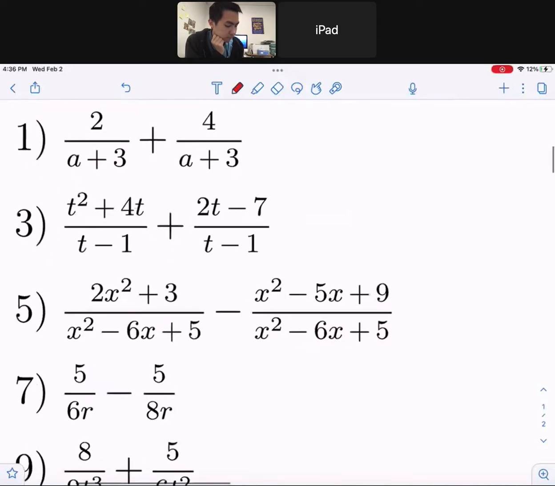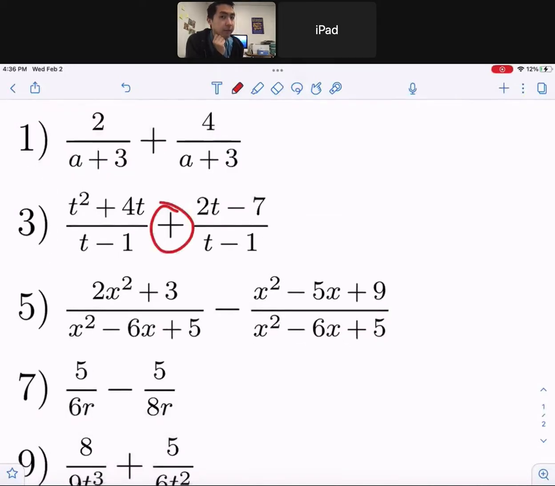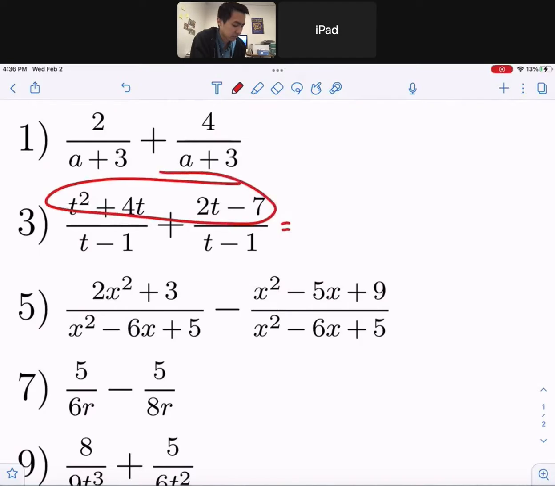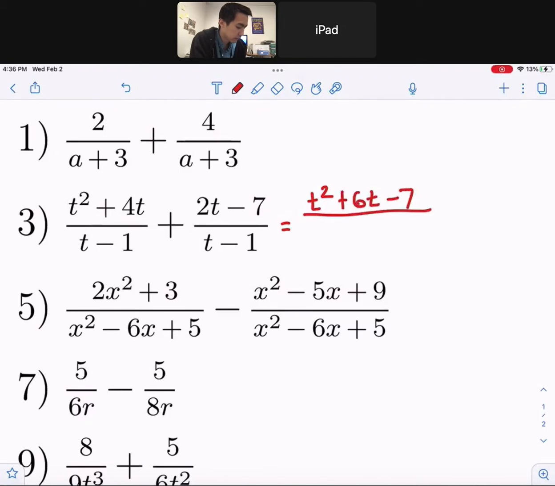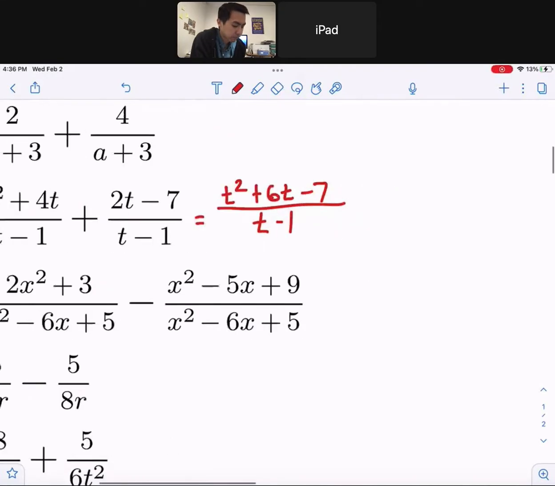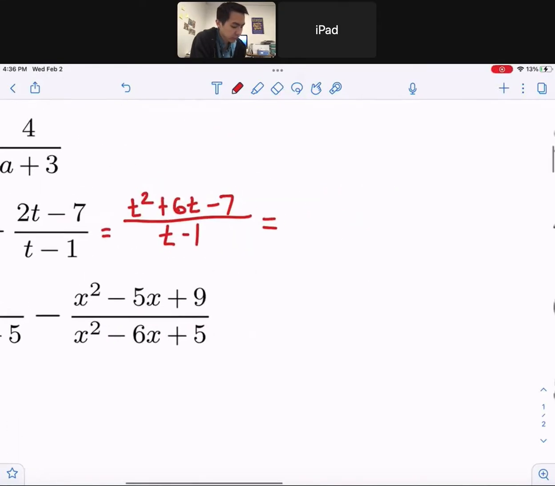Number 3. Now, because we have addition, that means we have to get both denominators to be the same, which, lucky for us, they are. So we just have to combine the top. t squared plus 4t plus 2t, you guys, that's 6t minus 7 all over t minus 1. And you guys should factor, if you guys can, once we simplified the numerator.